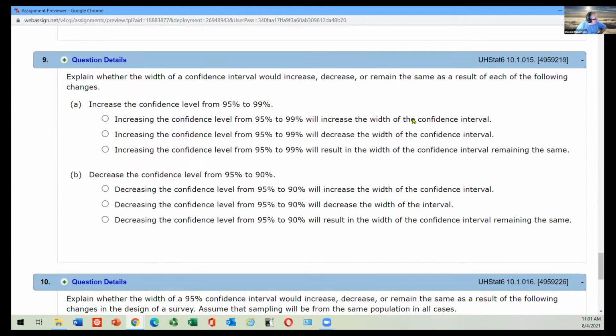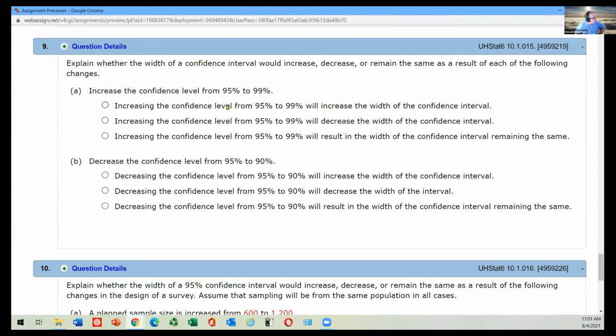I'll let you play with that one. And in here, here's the width ones. We talked about this. Explain whether the width of a confidence interval would increase, decrease, or remain the same. So the width would be from the start to the finish, right? How big is the number from the beginning to the end? So if you visualize a line, is it like that? Is it like that?